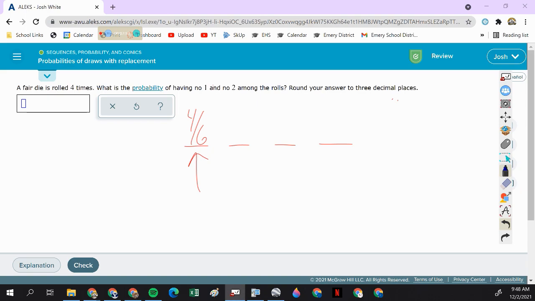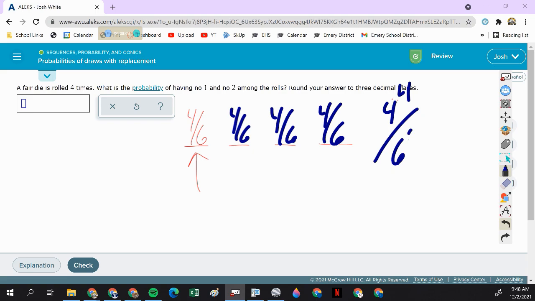Does that make sense? Okay, and 4 out of 6, 4 out of 6, 4 out of 6. So this would be 4 to the 4th over 6 to the 4th. So 4 to the 4th divided by 6 to the 4th is 0.198. So 20% of the time, if you play this game, you will get no 1s and no 2s.